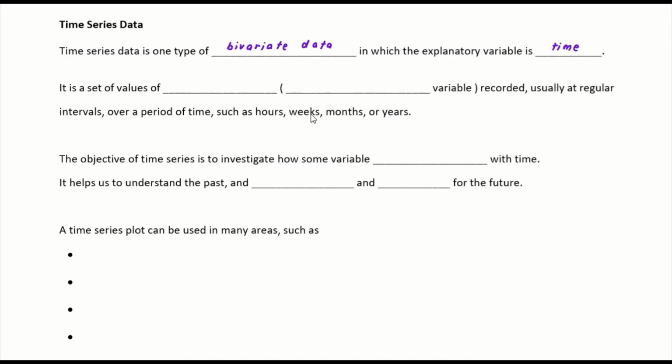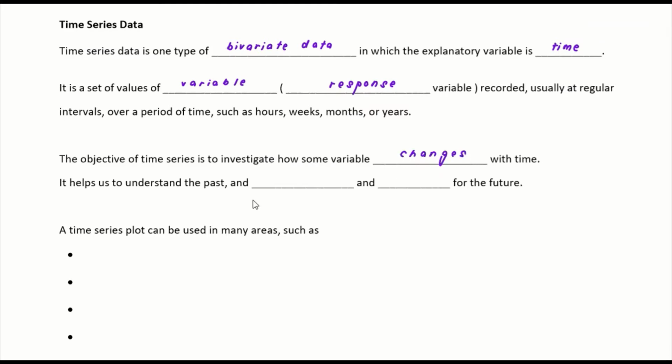In other words, it is a set of values of a variable, which is going to be treated as your response variable in this set of data. It is normally recorded at regular intervals over a period of time, such as hours, weekly, monthly, or annually. So why are we doing time series analysis? The objective of the time series is to help us investigate how some variable changes with time.